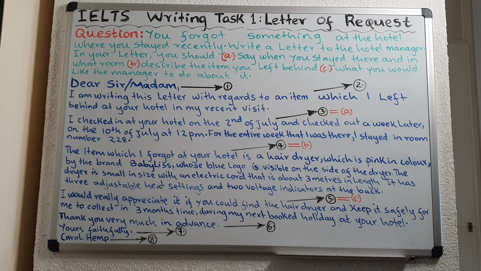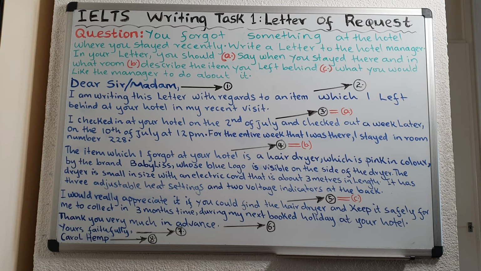Step 4. The item which I forgot at your hotel is a hair dryer, which is pink in color by the brand Babyliss, whose blue logo is visible on the side of the dryer. The dryer is small in size with an electric cord that is about 3 meters in length. It has 3 adjustable heat settings and 2 voltage indicators at the back. So I have described the hair dryer.